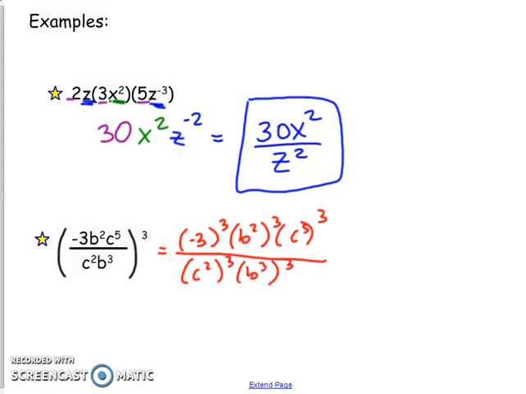Now you could solve this a couple of different ways. If you wanted to take the original problem that was in here and then subtract your B's and subtract your C's, you can do that first and then raise everything to the 3rd. Either way, you're going to end up with the same answer.